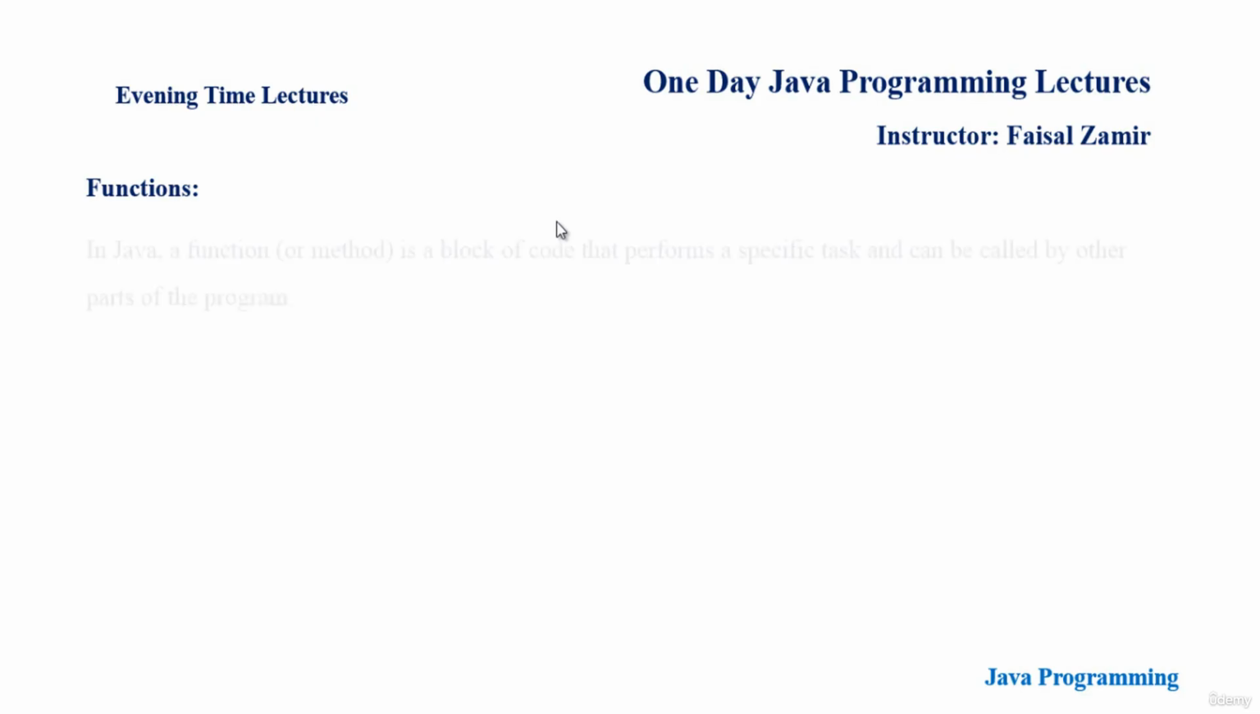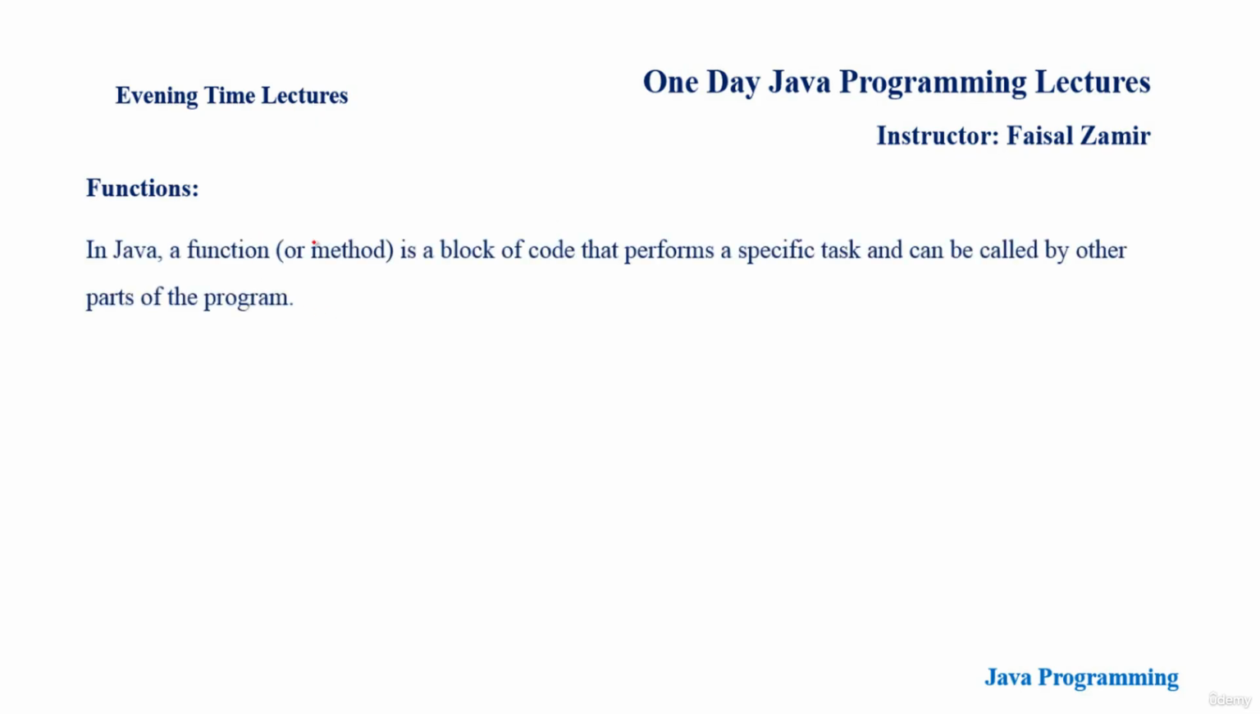What is a function actually? In Java, a function or method, we often say method. In Java, we say this is a method. But these are the same thing. A function or method is a block of code that performs a specific task and can be called by parts of the program. So a function contains functionality.